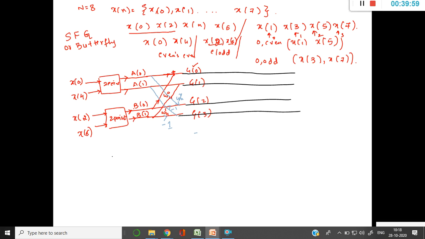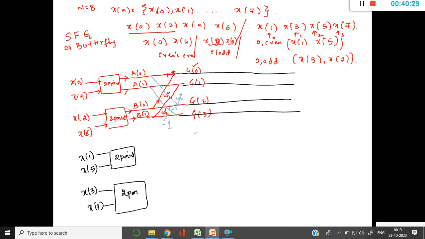But now the rest of the values I still need. The rest of the odd sequences are still pending, right? So within the odd sequence, the next first even sequence is x of 1, x of 5, and here it is x of 3, and here it is x of 7. So again it is a 2-point DFT. Again it is a 2-point DFT. See here, 8, 2 plus 2 plus 2 plus 2. If you consider this is an 8-point DFT, we have divided it in terms of N by 4-point DFT, N by 4, that is a 2-point DFT. It is going to be divided.